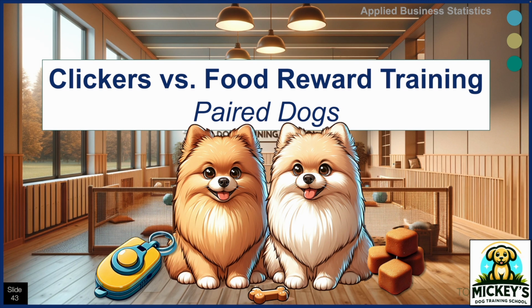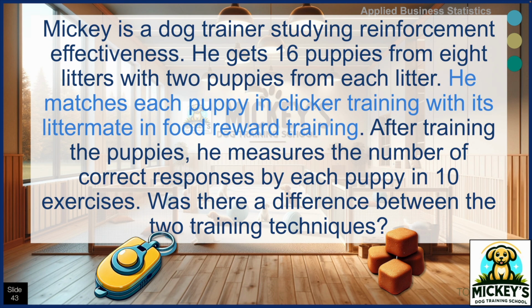For our example, we're going to do clickers versus food reward training, only this time we have paired dogs. Get these pairs of dogs, some will be trained with clickers, some will be trained with food reward. Well, let's figure out our setup. Mickey is a dog trainer studying reinforcement effectiveness. He gets 16 puppies from 8 litters, with 2 puppies from each litter. He matches each puppy in clicker training with its litter mate in food reward training. After training the puppies, he measures the number of correct responses by each puppy in 10 exercises. Was there a statistically significant difference between the 2 training techniques?